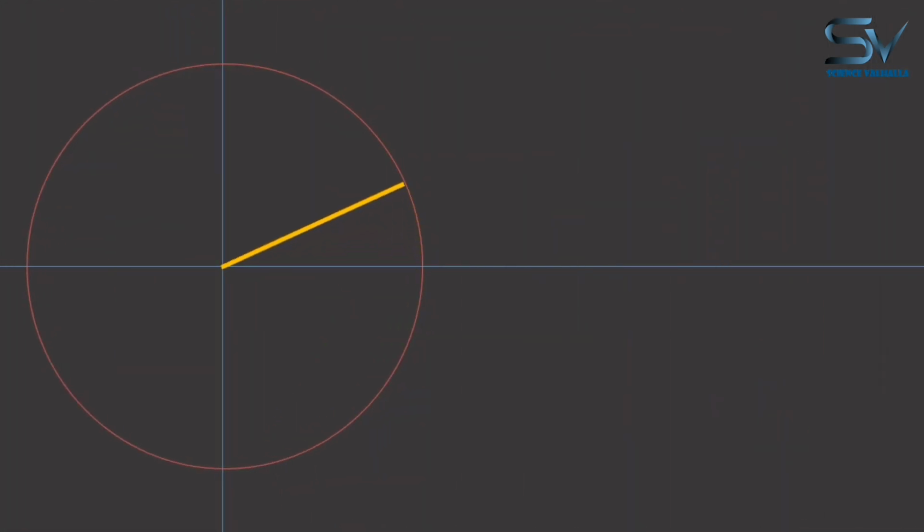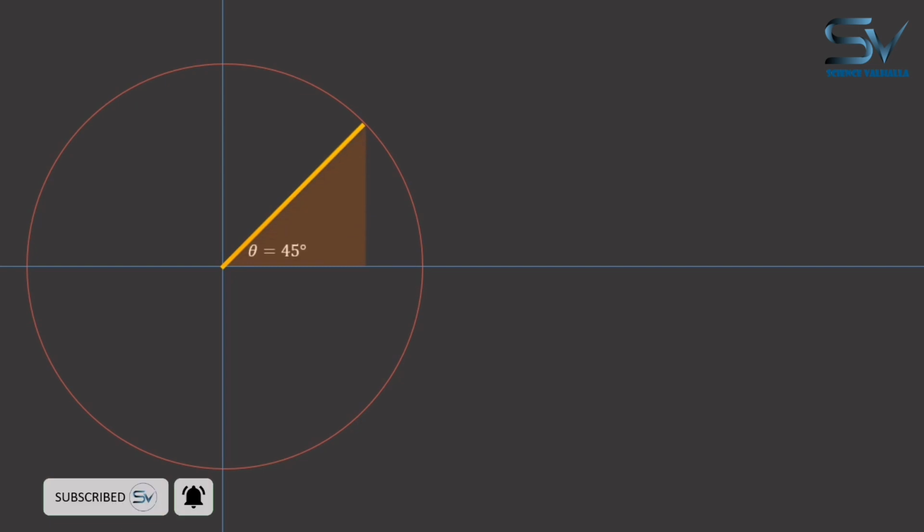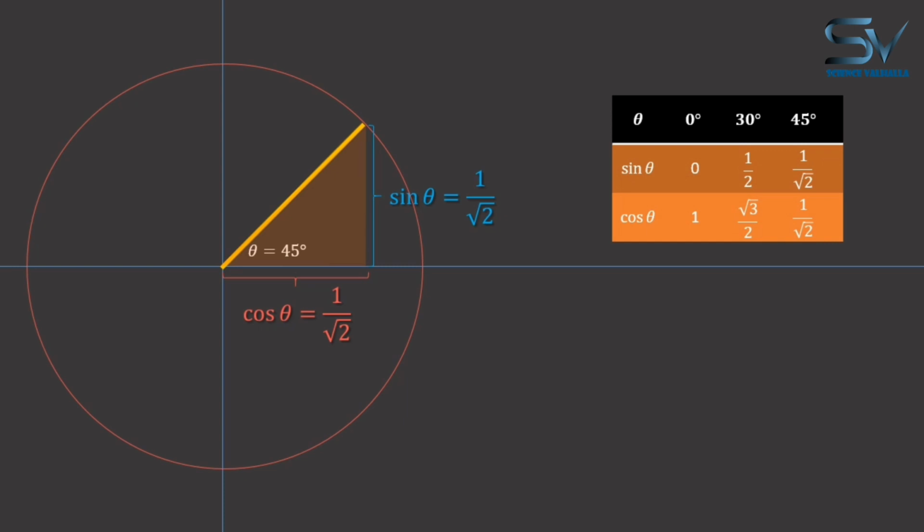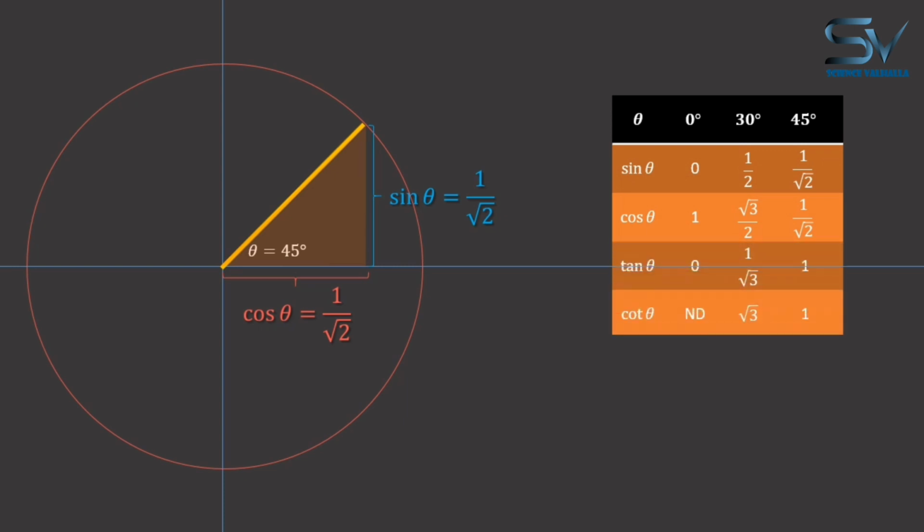The angle is now 45 degrees and the values are 1 divided by square root 2 and 1 divided by square root 2. You must determine the values of the remaining functions.